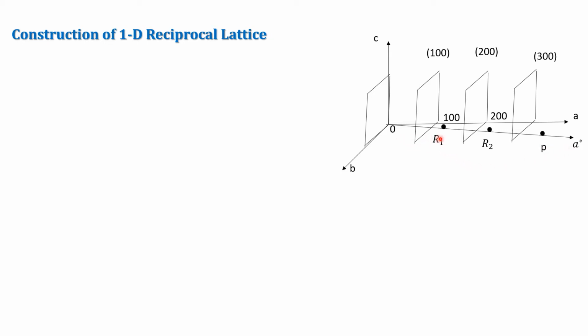Now we find the magnitude of the vector, the length of the normal for the plane 1, 0, 0. That reciprocal lattice point R1 is at a distance equal to the reciprocal of the interplanar spacing for 1, 0, 0. Therefore, OR1 is inversely proportional to D100. Here the constant of proportionality is M, which is also called the scale factor or magnification factor. Therefore, the magnitude of the length of the normal for the 100 plane is equal to M divided by D100, that we call A star.